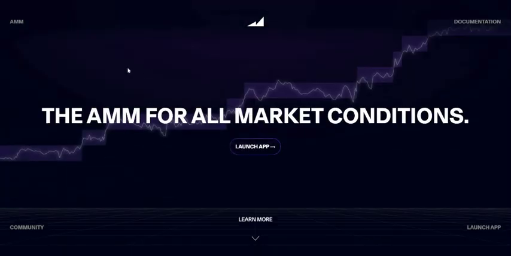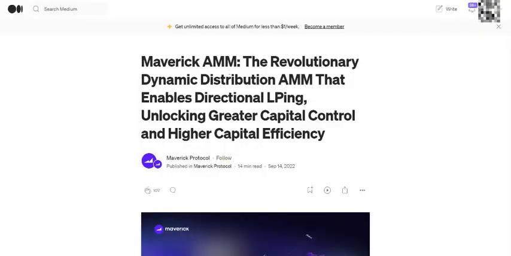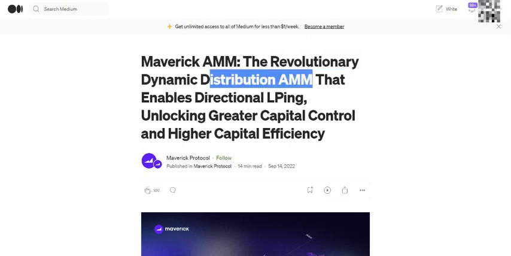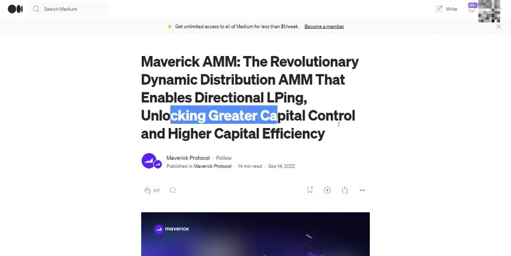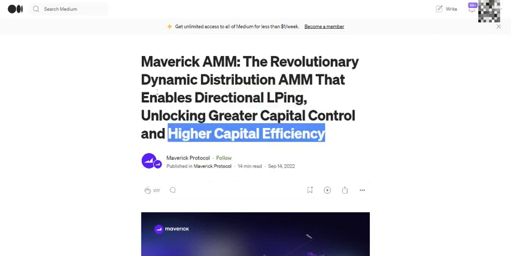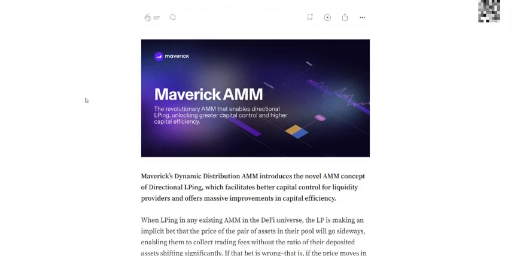I think it'll be good to understand Maverick Protocol through this article. I'll not go into very deep details for this article. However, I'll just cover it at a higher level and it will be easier to understand what Maverick Protocol is doing and how it is different. So this is a revolutionary dynamic distribution AMM that enables directional LPing, unlocking greater capital control and higher capital efficiency. This could sound a bit difficult to understand in the beginning, but as we progress through the article, you will understand.